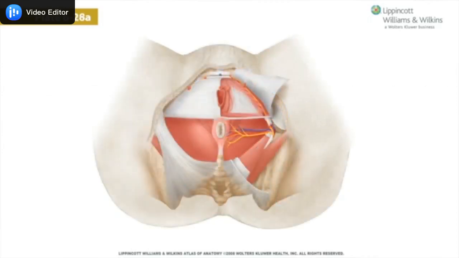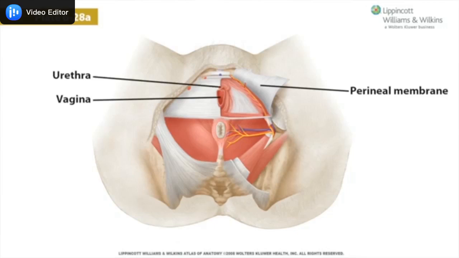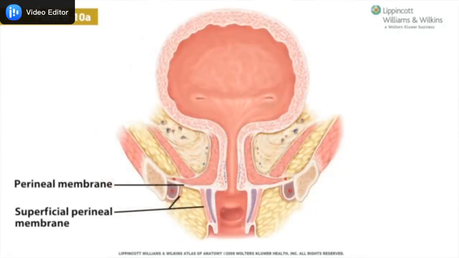Continuing superiorly, the next layer of fascia is the perineal membrane, a very thin but tough layer of fascia that spans the ischiopubic rami. The vagina and urethra pass through it. Between the superficial perineal fascia and the perineal membrane is the superficial perineal space, or pouch.